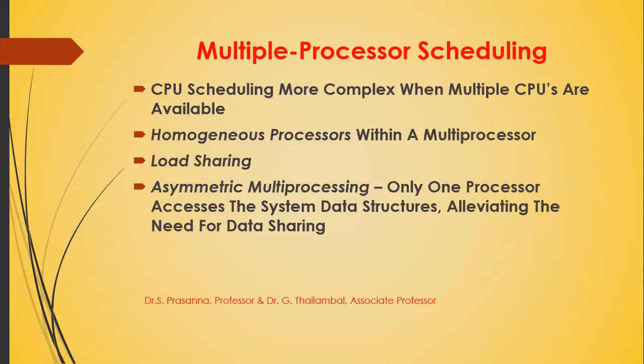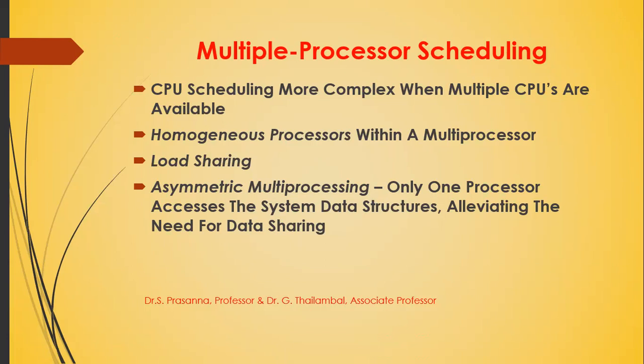Multiple processor scheduling: CPU scheduling is more complex when multiple CPUs are available. If more than one CPU is available, scheduling becomes a tedious process. Even with one CPU itself, scheduling is a tedious process. When more than one CPU is connected, it becomes more tedious. Therefore, homogeneous processors within a multiprocessor can be used. Load sharing can be done, and the asymmetric multiprocessing technique will be used.